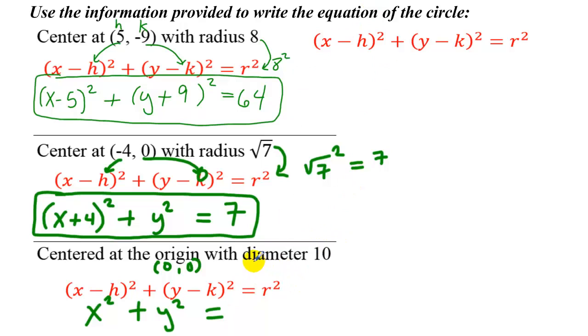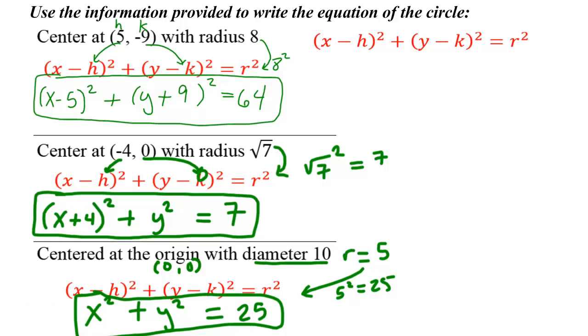Well, our radius this time isn't given to us. We're given the diameter is 10. So, of course, we're going to cut that in half to get the radius. Go ahead and square it when you bring it into the formula. 5 squared is 25. So this equation is x squared plus y squared is equal to 25. There's your equation for that circle.